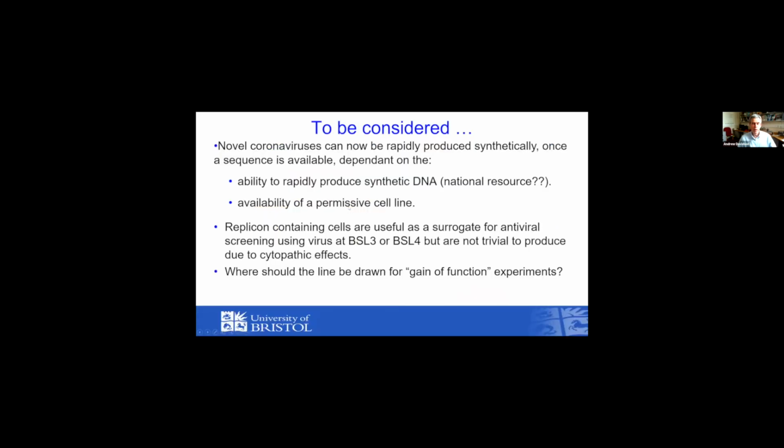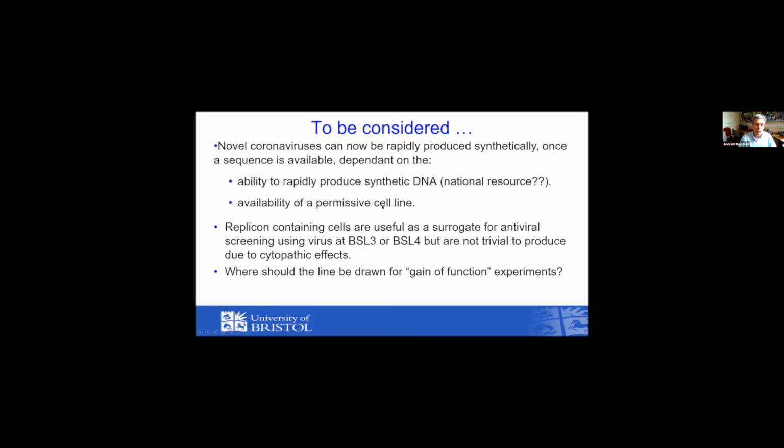So this brings me to a few points to consider. We can now very rapidly synthesize novel coronaviruses. And one of the blocking points really is the ability to produce synthetic DNA. So we can produce viruses without even having them necessarily in the country. And I think, in the UK at least, we don't have a facility to synthesize large quantities of larger fragments of DNA. And this has really hindered some efforts in the UK. It takes several months now to get these.